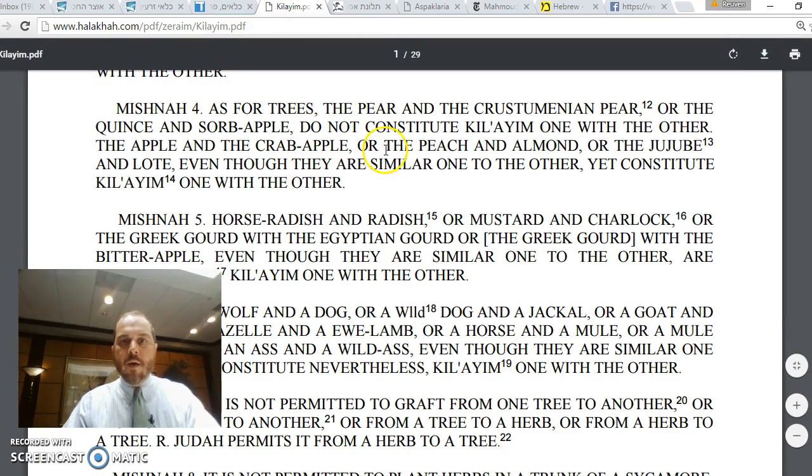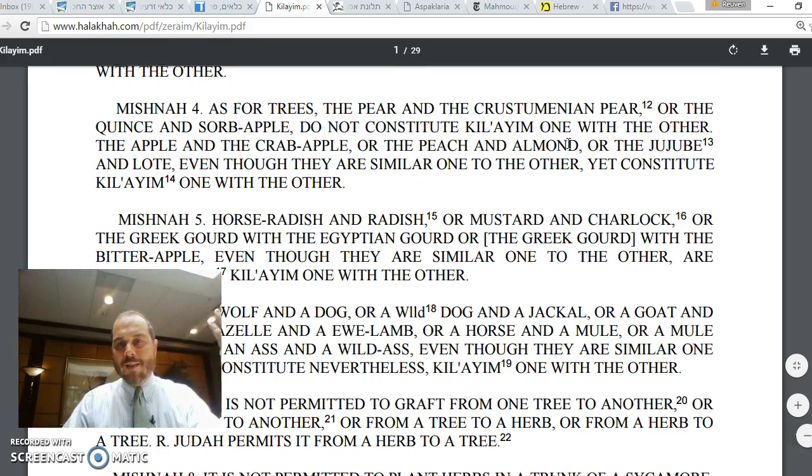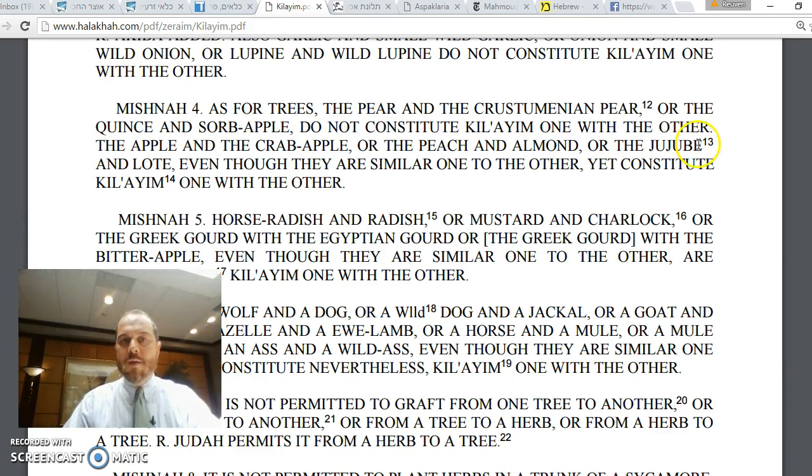So what are they? The apple and the crab apple, those are different species. The peach and the almond, the jujube and the lote. See, even to say the peach and the almond, they're so different from one another that they have to be talking about different types of species. The jujube and the lote, I don't know what those are. Even though they are similar to one another, they constitute Kilayim with one another.